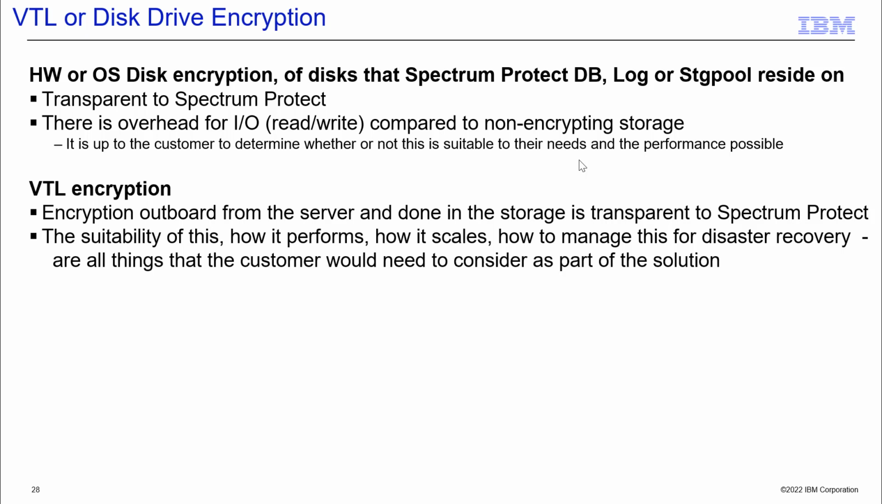When it comes to something like VTL encryption, when we store our data on VTL devices, the encryption is going to be outboard from the Spectrum Protect server, and it's once again transparent to us. So sometimes this is suitable and works great, but you do have to look at how it scales and what would happen if there is a disaster pulling that data off of the VTL. Are the keys available to that VTL to make sure that Spectrum Protect can still do the restores?